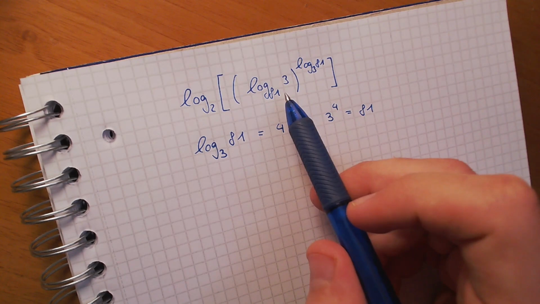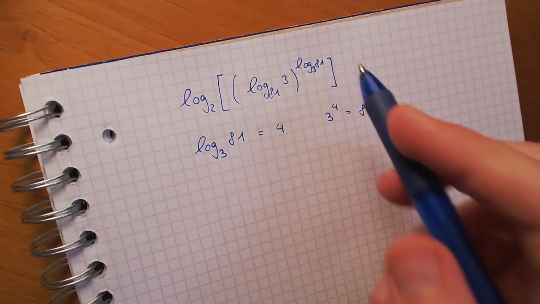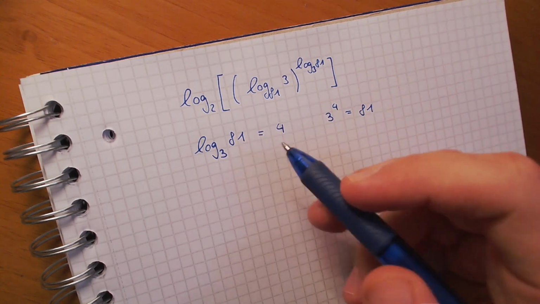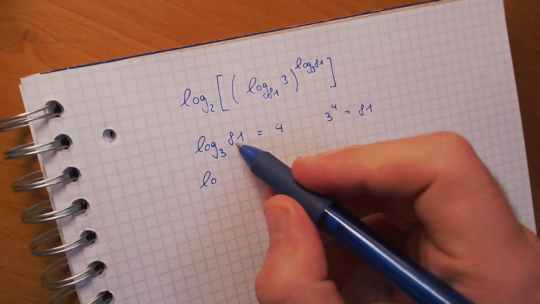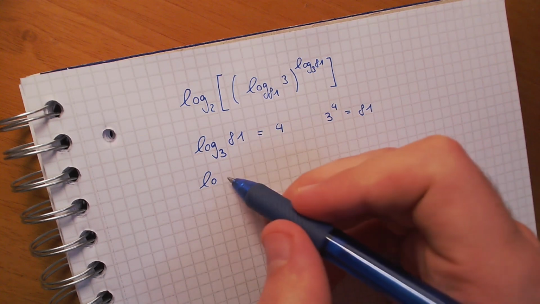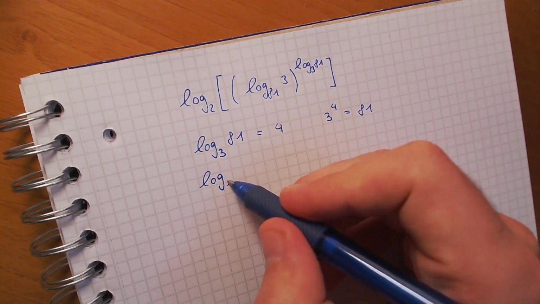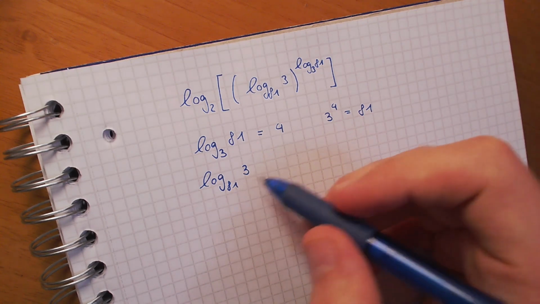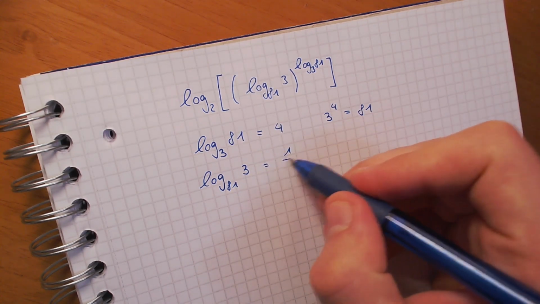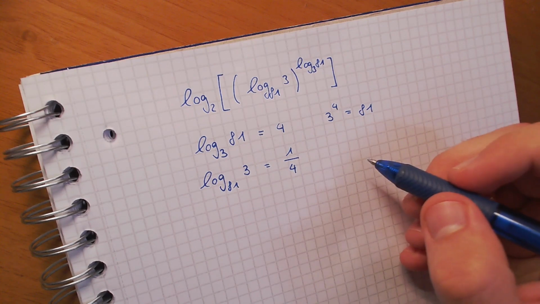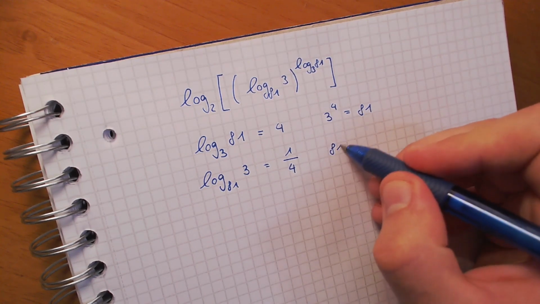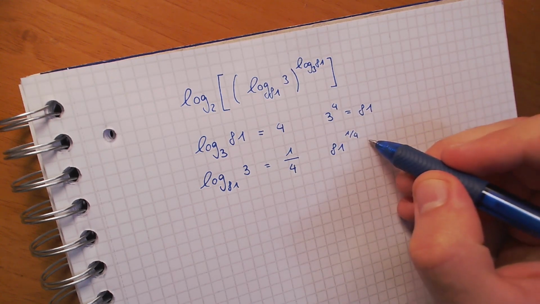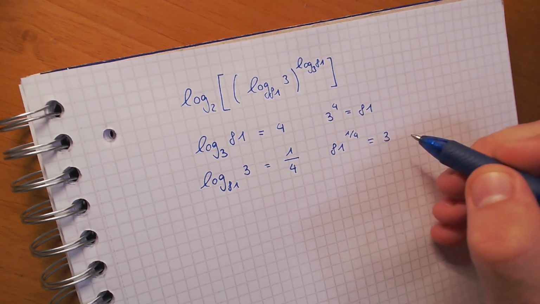And then we have to compute this logarithm. Well, this logarithm is basically the opposite of this one. So if this logarithm is 4, we have that the logarithm of 3 and the base here is 81 is 1/4, because we have that 81 to the 1/4 is 3.